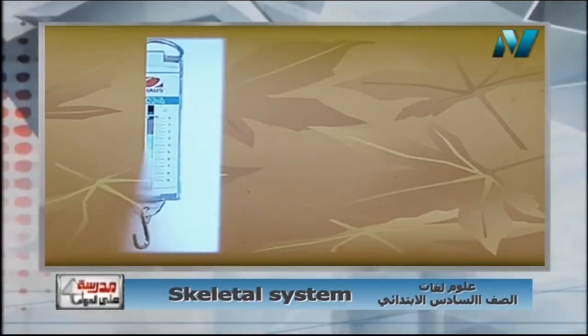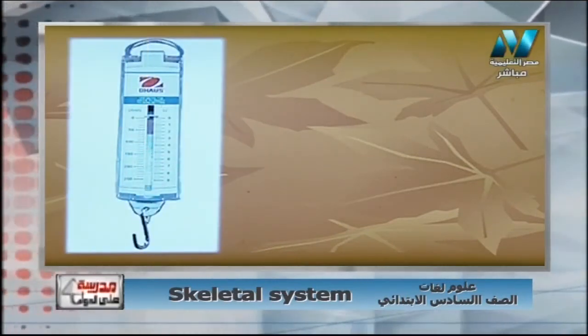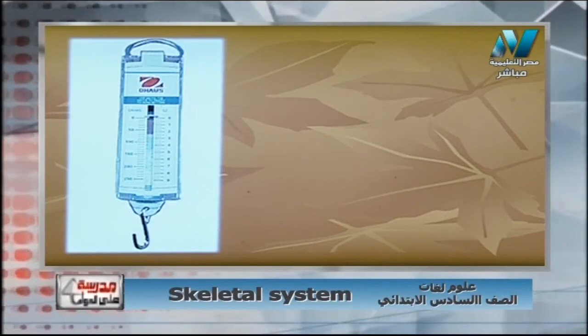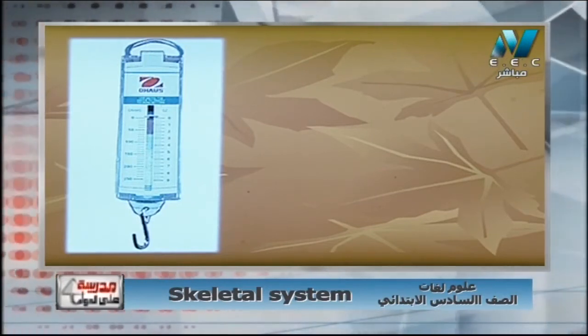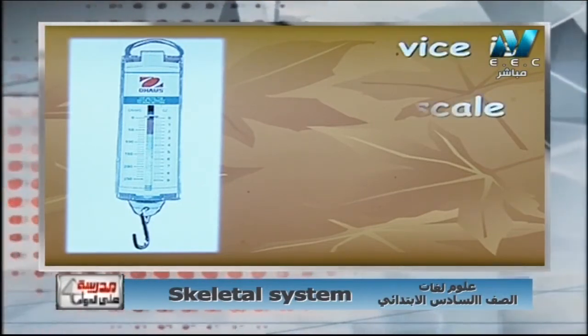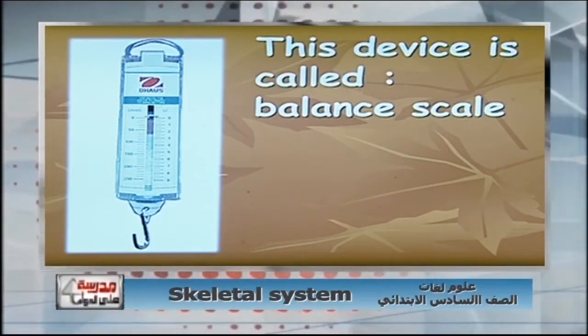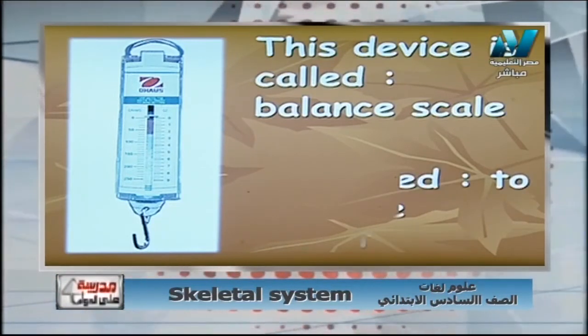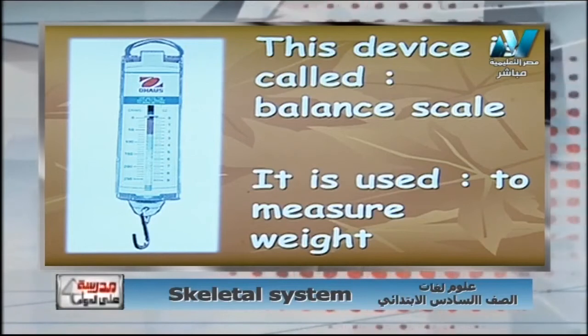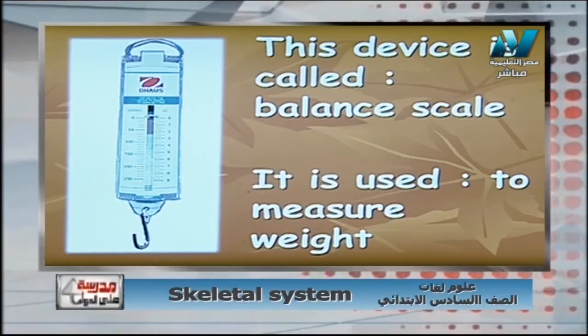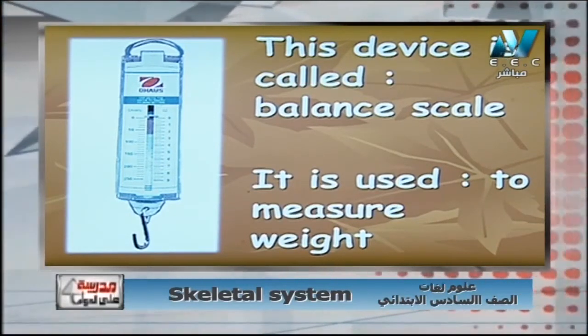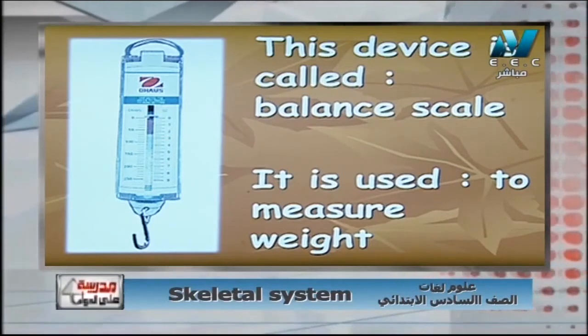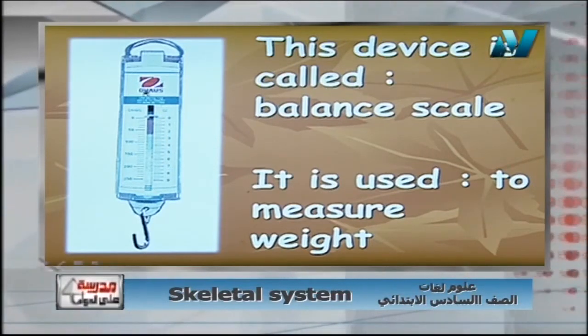Another image. It's a special type of scales. هو ده ميزان بس من نوع خاص شويه. ده ميزان بنسميه دايما spring scale. spring scale يعني الميزان اللي بيقيس الويت، الوزن مش الكتله. يبقى spring scale او balance scale نفس المعنى. This device is called balance scale. It's used to measure the weight. بيستخدم لقياس الوزن مش الكتله.